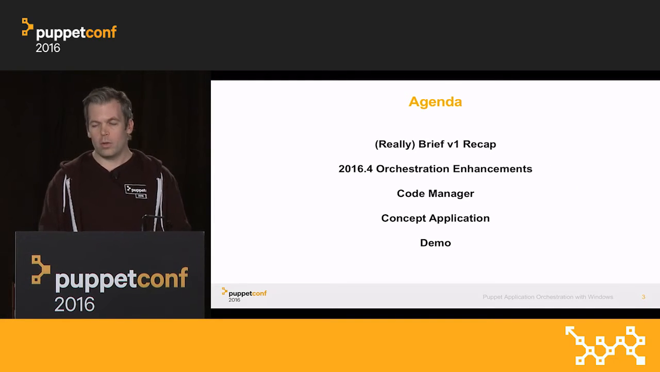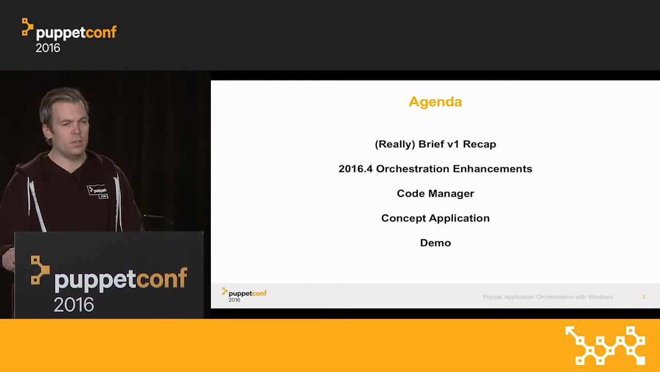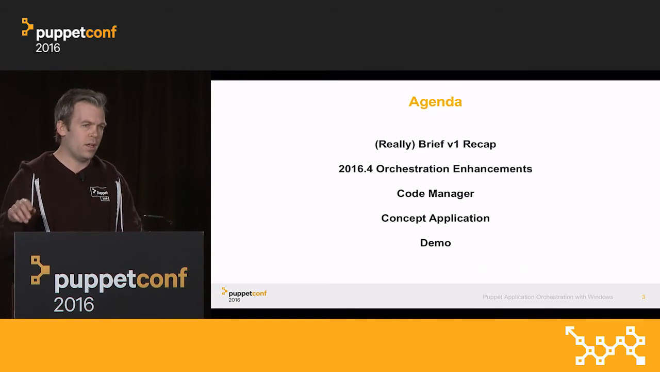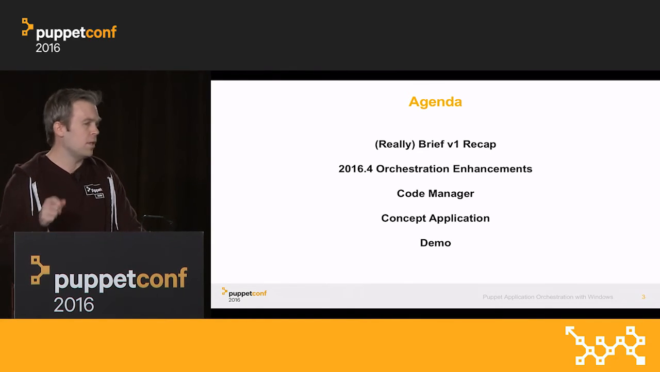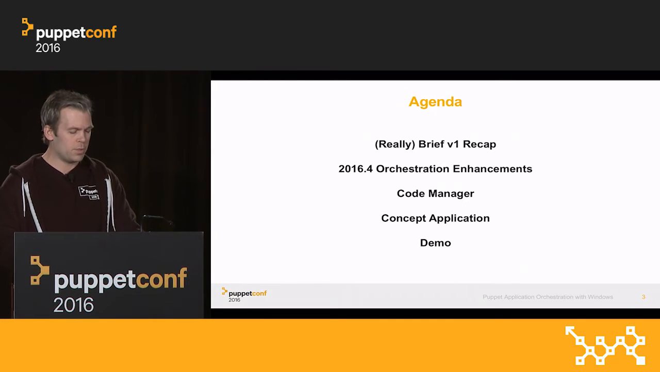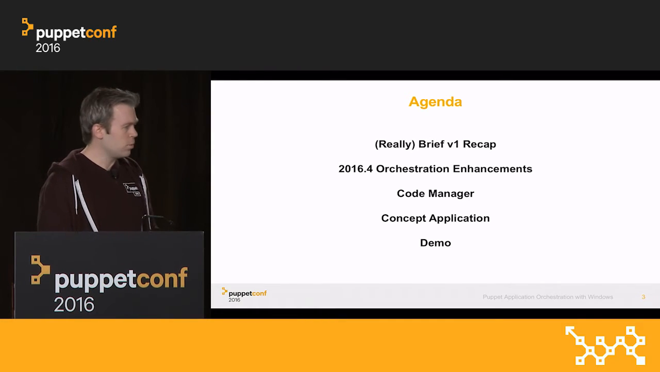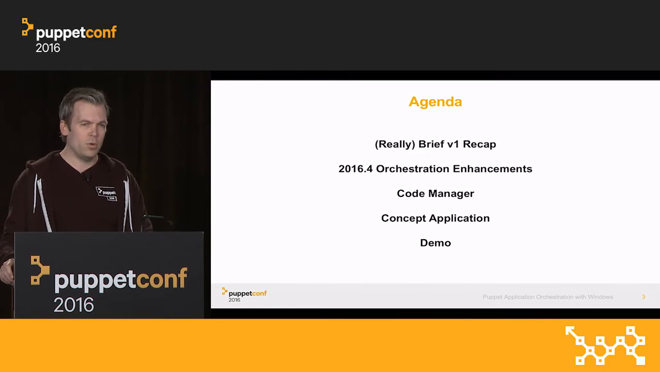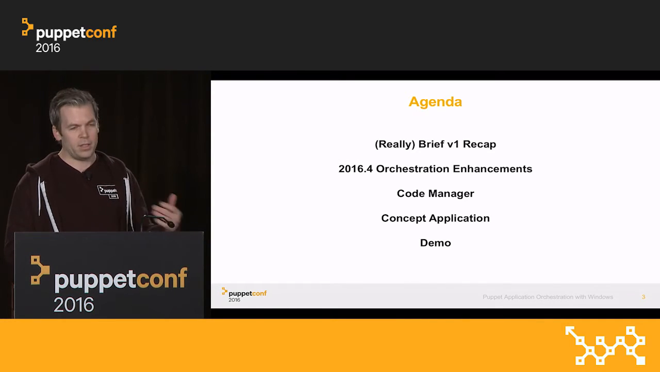So just a quick agenda. We're going to talk about what app orchestration looked like in V1, super high level. I'm not going to get into crazy detail. Hit quickly on what those enhancements were in the 2016.4 release that just dropped, how that integrates with Code Manager, take you through conceptually what my application demo is going to look like, what we're building out, and then actually get into the demo.